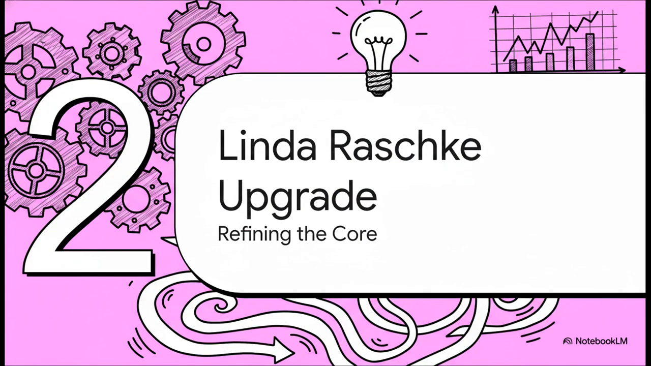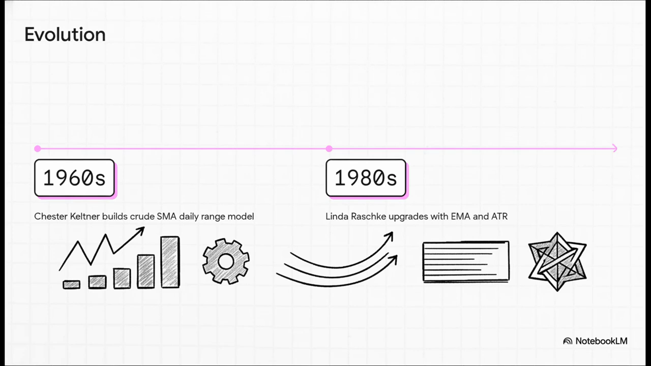Moving on to Section 2, the Linda Raschke upgrade, refining the core. Okay, a quick history lesson. The original version was actually built by Chester Keltner way back in the 1960s. He used a pretty crude, simple moving average and basic daily ranges. Solid idea for the time, sure, but a little rough around the edges.